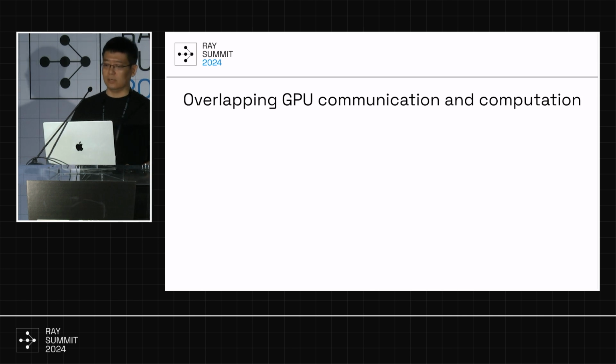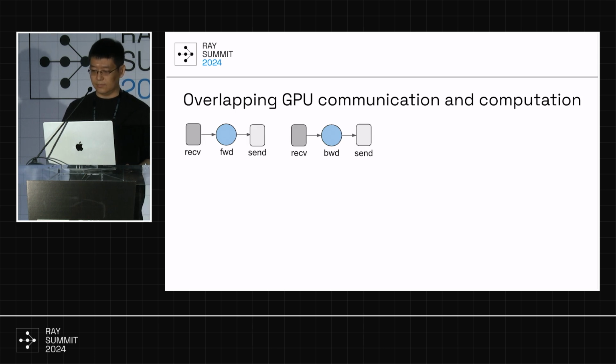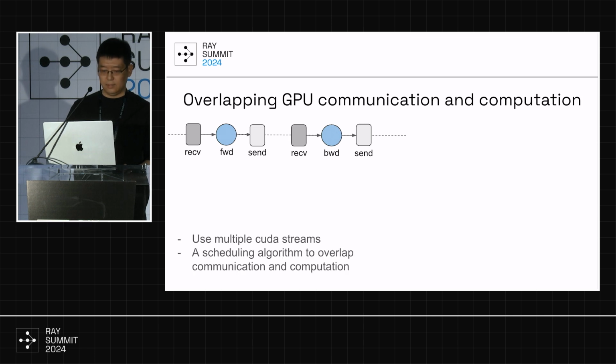Compiled graphs support overlapping GPU communication and computation for better performance. Suppose we have a trainer actor that first runs a forward task and then runs the backward task. These tasks use NCCL receive and send communications, so we have these operations. The naive approach would just run them with a single CUDA stream. But compiled graphs optimizes this by using multiple CUDA streams and leveraging a scheduling algorithm to overlap the communication and computation.